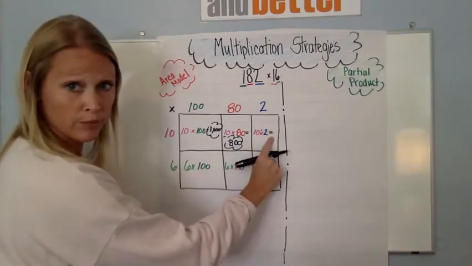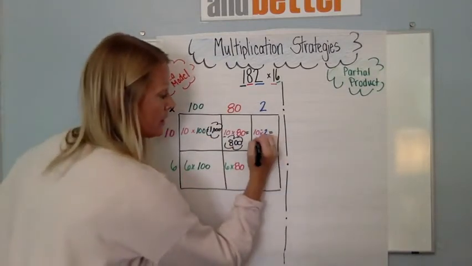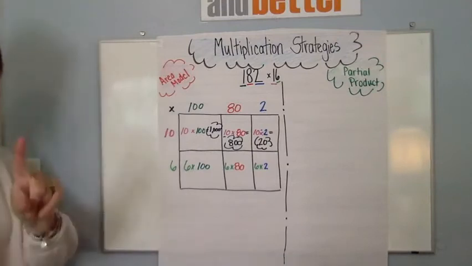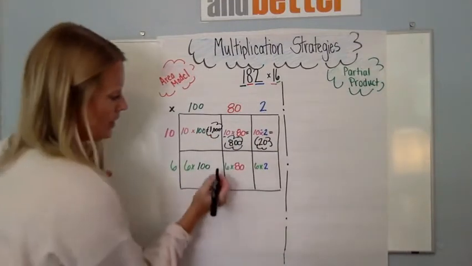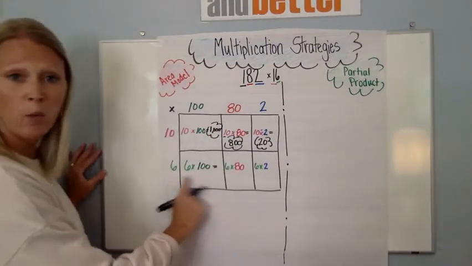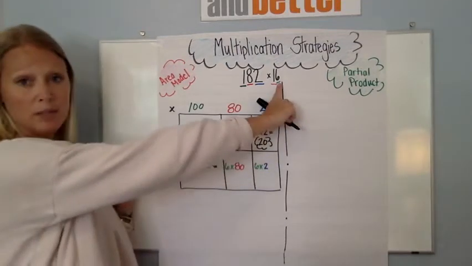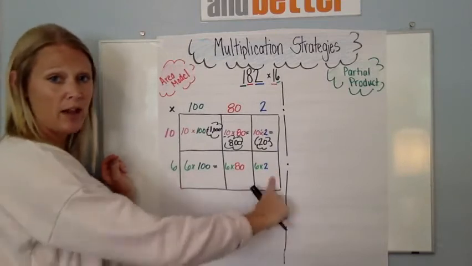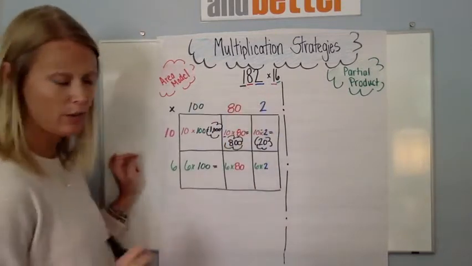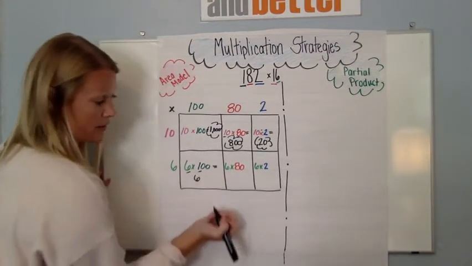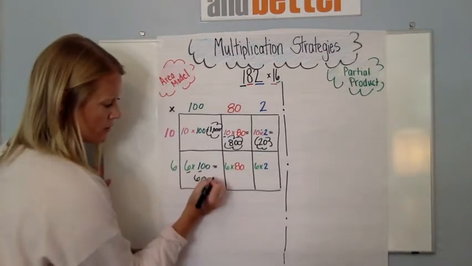10 times 2, well, 2 groups of 10 is 20. I'm going to circle it. That's an important number. We need these important numbers. Now I'm moving to my ones place value. So I'm multiplying the 6 in the ones place value by every other place value in my other digit that I was given. So 6 times 100, well, 6 times 1 is 6, and I add 2 zeros.